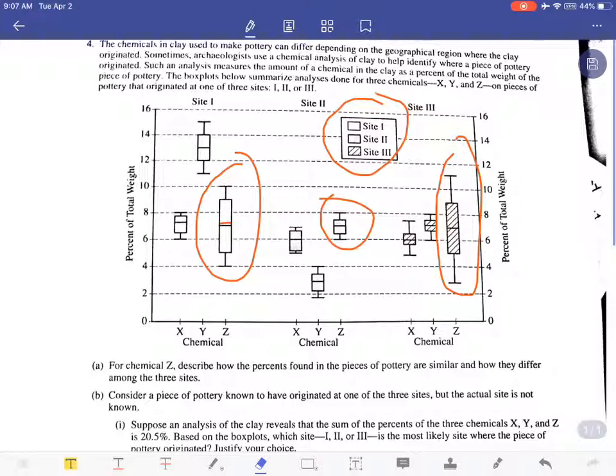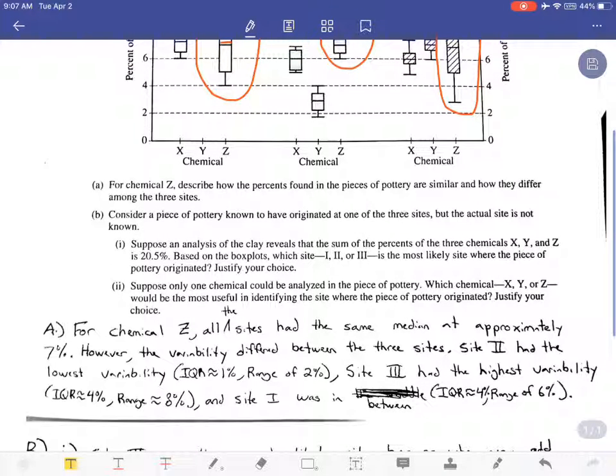So let's look at my response that I put down for part A. As I said, for chemical Z, all the sites had the same median of approximately 7%. However, the variability differed between the 3 sites. Site 2 had the lowest variability with the interquartile range at approximately 1% and a regular range of 2%. Site 3 had the highest variability with the interquartile range around 4% and a regular range around 8%, and site 1 was in between those 2 with an interquartile range of 4% and a regular range of 6%.